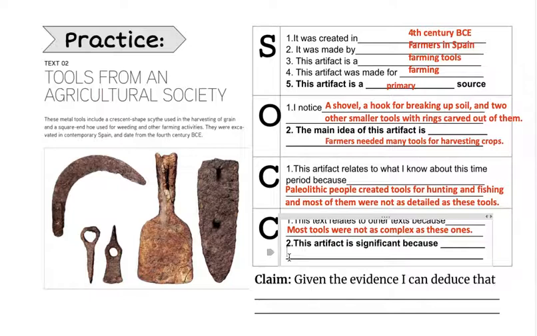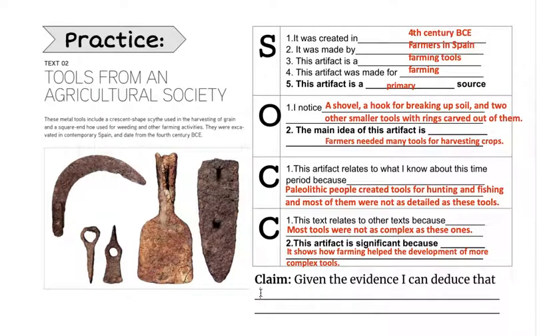So my significance sentence is going to be, it shows how farming helped the development of more complex tools. Complex is another word for something with many pieces, or something difficult to create. So it shows that they were able to create more complex tools once farming was created. There was more time in the day maybe, or they just had a stronger need to create these tools.